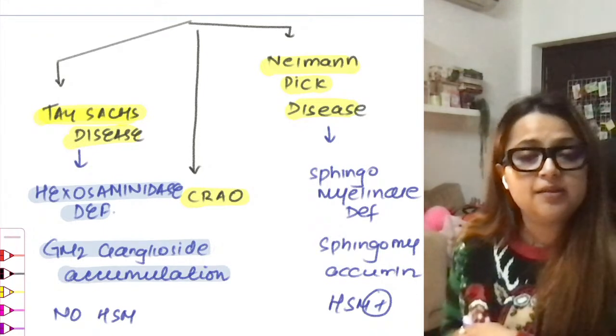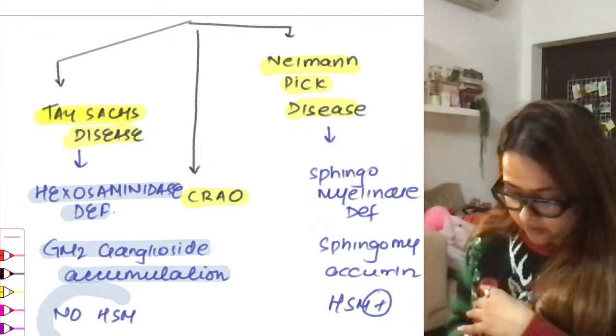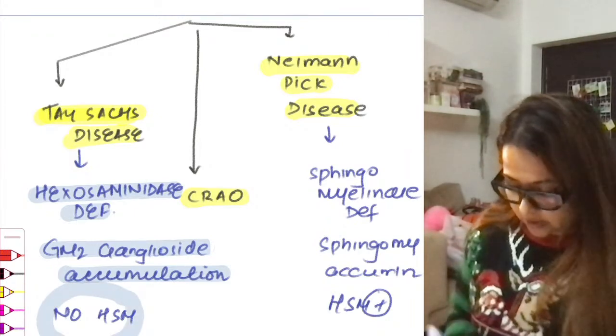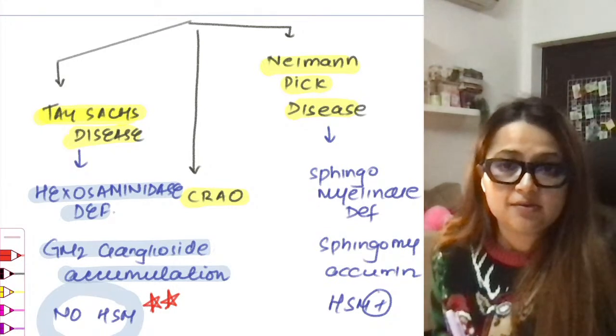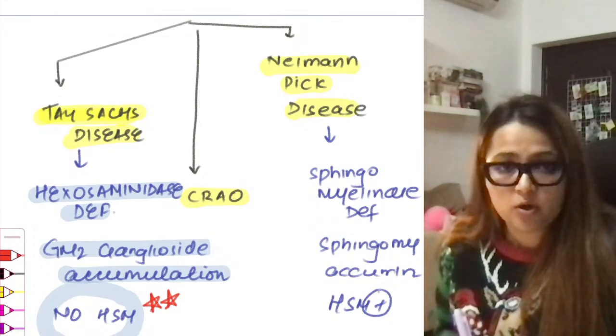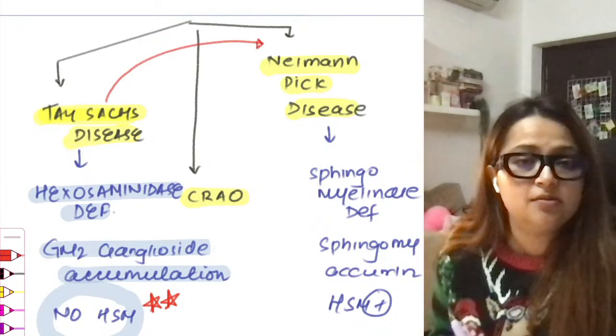GM2 ganglioside is getting accumulated. And very, very important point, you have to keep this point in mind, that you don't see hepatosplenomegaly in case of Tay-Sachs disease. Why is it important? It's important because it helps you differentiate it from Niemann-Pick disease.